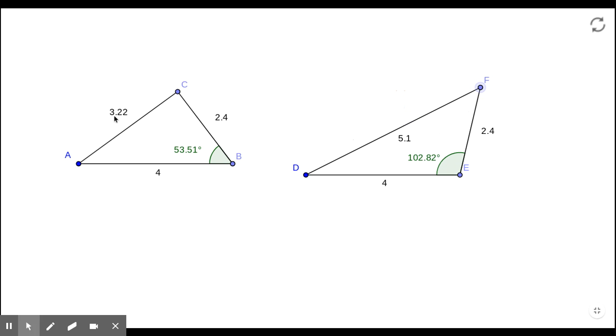So I can look at this side length of 3.22 and this side of 5.1, and I could directly say that because 5.1 is greater than 3.22, the angle across from 5.1 is going to be bigger than the angle across from 3.22, which we can clearly see in this diagram. All right, so pretty easy concept. Just pay attention that you have the setup, look for those two pairs of congruent sides, and then check for that angle in between them, and you should be good to go.